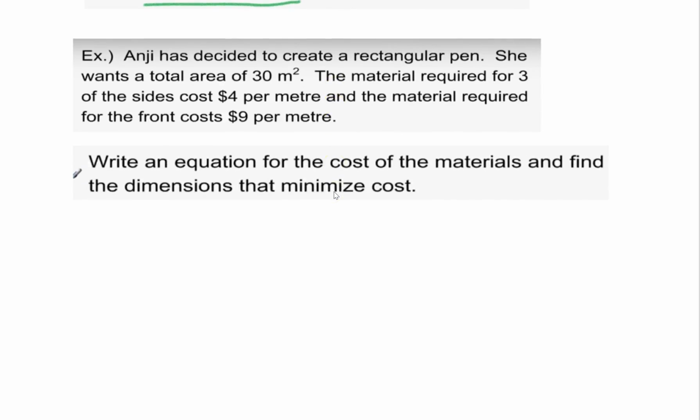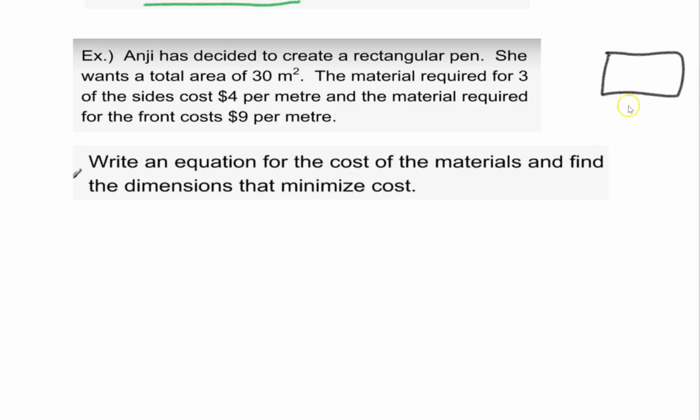So let's do a quick example. Anji has decided to create a rectangular pen. She wants a total area of 30 meters squared. Material required for 3 sides costs $4 per meter. The material required for the front side costs $9 per meter. So she wants a 4-sided pen.